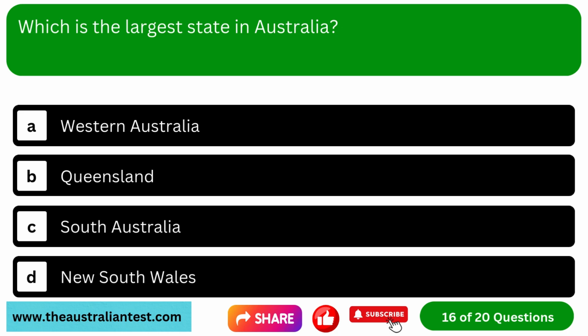Question 16. Which is the largest state in Australia? Option A, Western Australia. Option B, Queensland. Option C, South Australia. Option D, New South Wales.